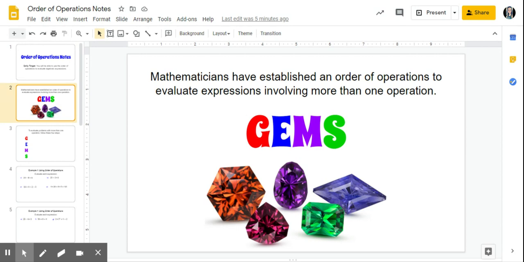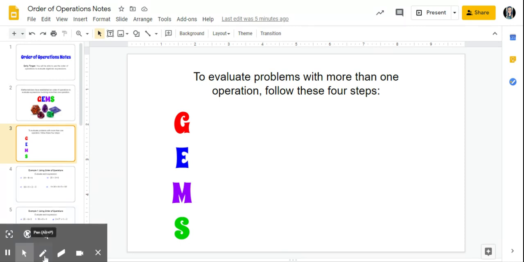Mathematicians have established an order of operations to evaluate expressions involving more than one operation. For example, one expression could have addition, multiplication, and exponents all in the same problem, and we all need to follow the same order so we all arrive at the same correct answer. We use an acronym called GEMS to help us remember the order. So, to evaluate problems with more than one operation, follow these 4 steps. In GEMS, the G stands for grouping symbols.